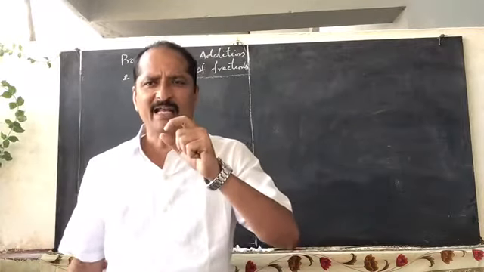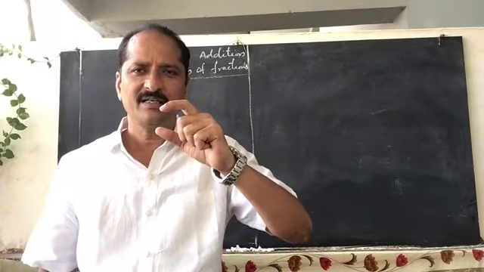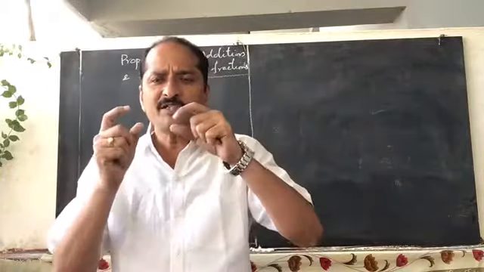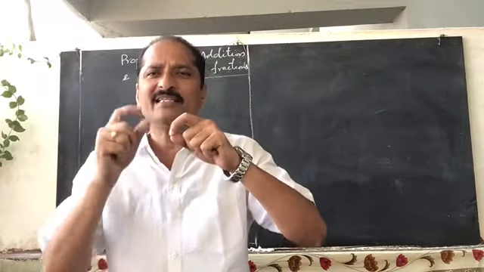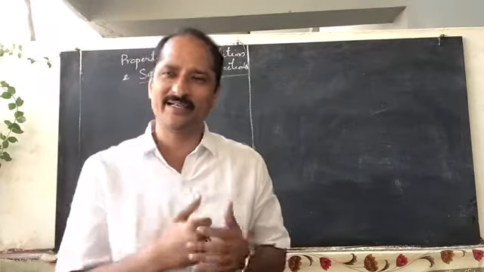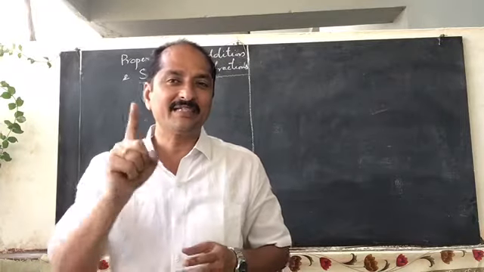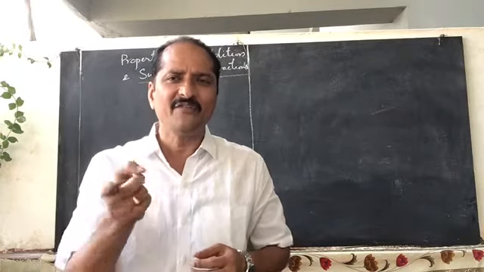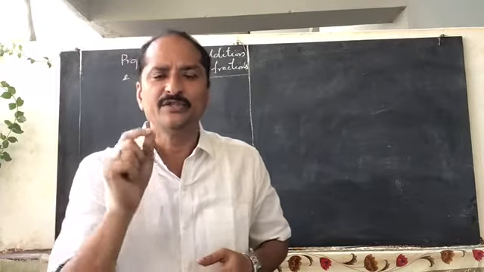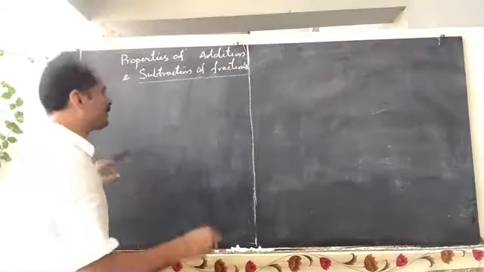If you are adding something to a fraction, the sum should be the same fraction. How much should be added to a fraction to get the same fraction as its sum? That is called additive identity. If you add 0 to any number, you will get the same number. In the same way, if you add 0 to a fraction, you will get the same fraction. So 0 is known as additive identity or 0 property of addition.